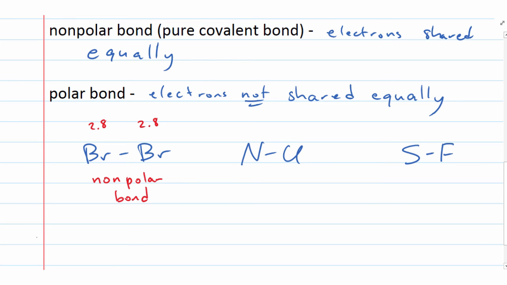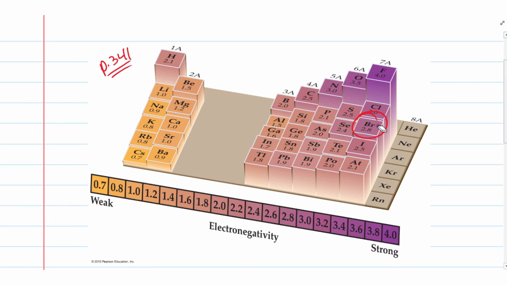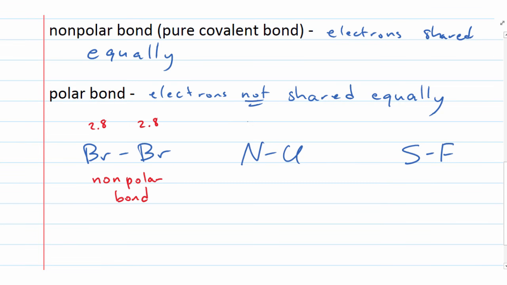Then if we looked at a bond between nitrogen and chlorine, here if we wanted to determine whether it's polar or nonpolar, we come back to our table of electronegativities. We see that nitrogen and chlorine both have a value of 3.0. They both have a value of 3.0. This bond here is going to be nonpolar once again.